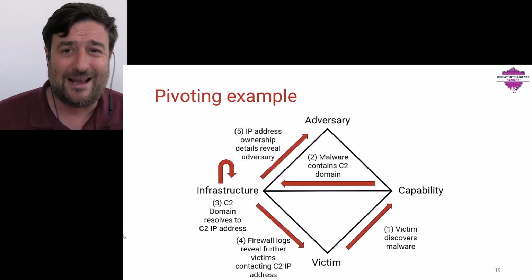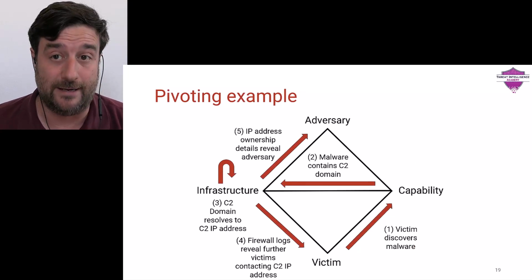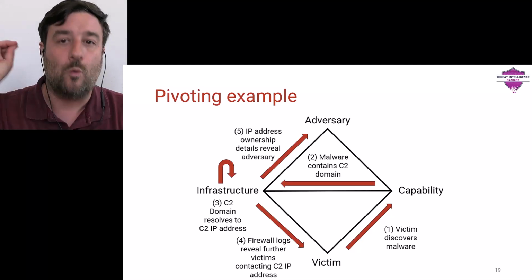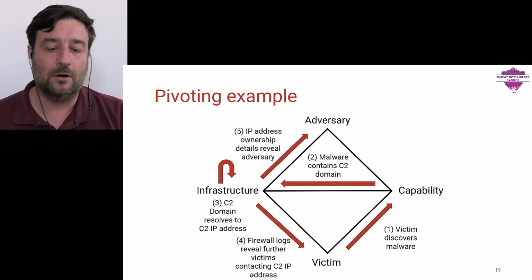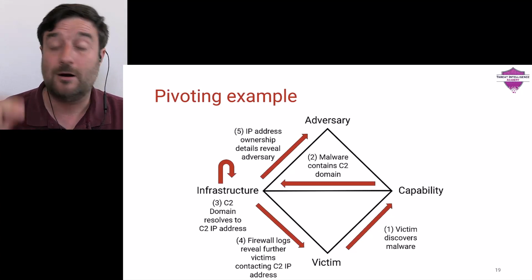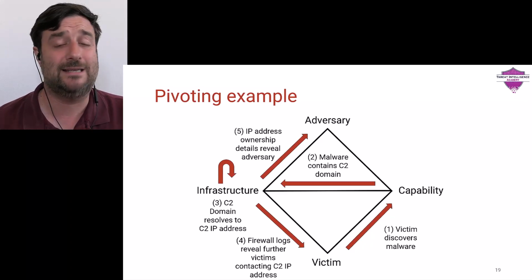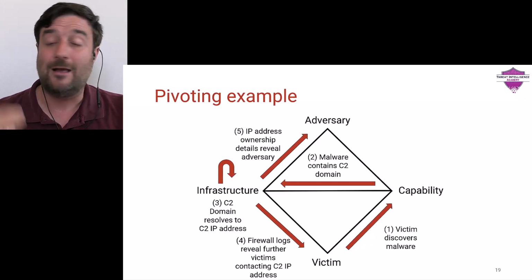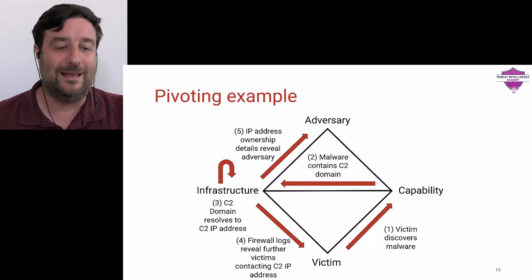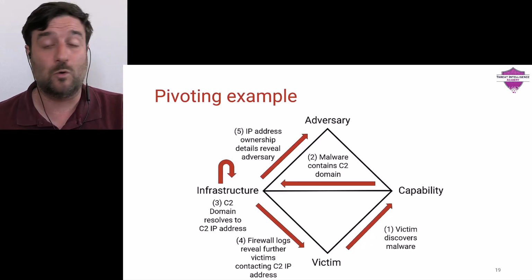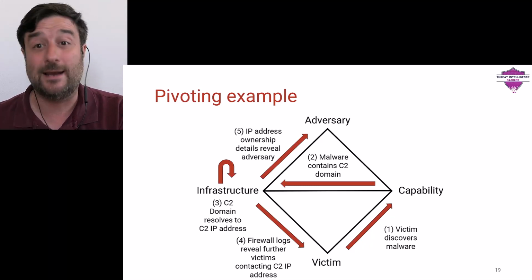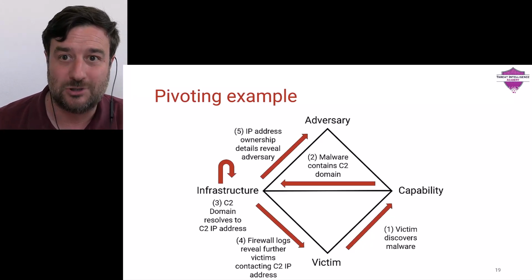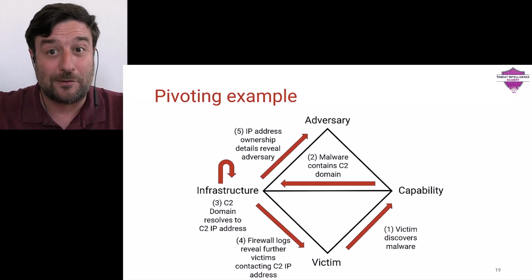One of the key elements of the diamond is, of course, pivoting. And this was the very first thing we were teaching analysts using the diamond model, which is, I've got this piece of data. What other things can I learn from it? So here you can see that a victim discovers some malware. That malware they reverse engineer or throw into a sandbox contains a command and control string or command and control domain. Then we can ask that command and control domain, hey, what IP address resolves that domain? We can then ask the question, has our firewall or network monitoring devices seen any connections with that IP address? And then we can also ask the question, well, who owns or monitors or maintains that IP range? And could we go ask them, which would get us closer to the adversary?